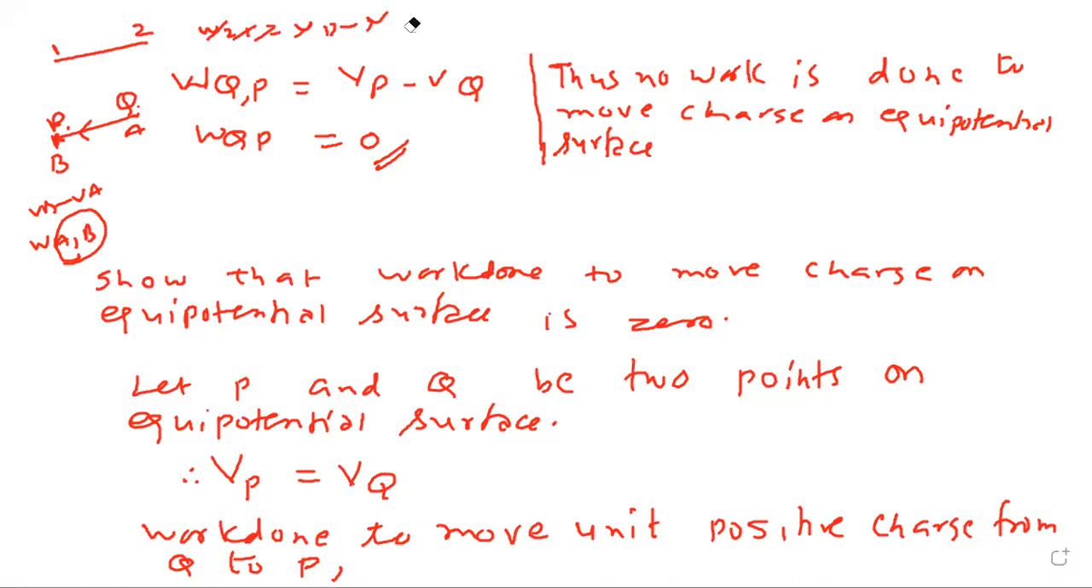So whenever potential is given, and work is asked A to B, then the difference will be VB minus VA.